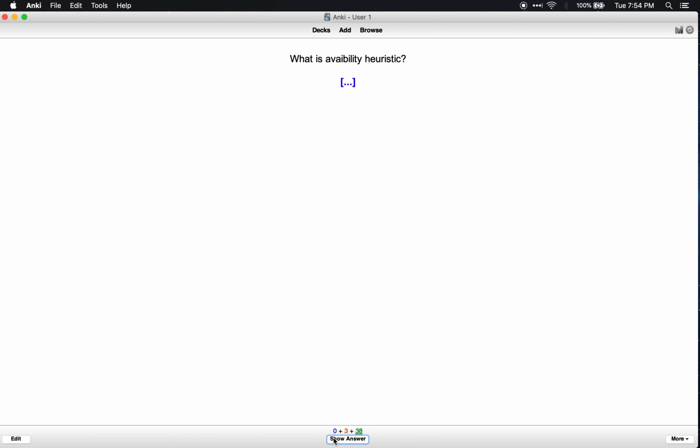Availability heuristic is a way of thinking where you think of examples that come to mind to make a decision. For example, in the news you hear a lot about shark attacks, and your friend asks you to go to the beach. You might not want to go because you're scared of sharks.